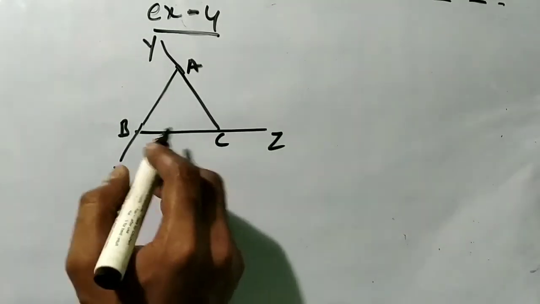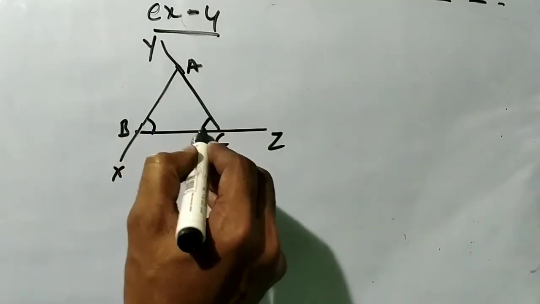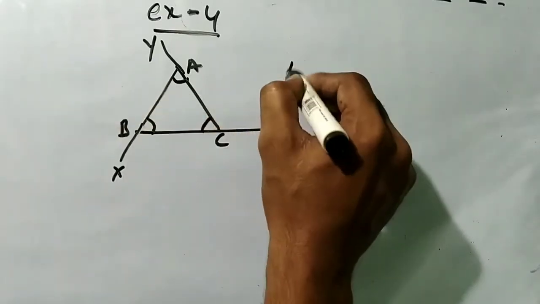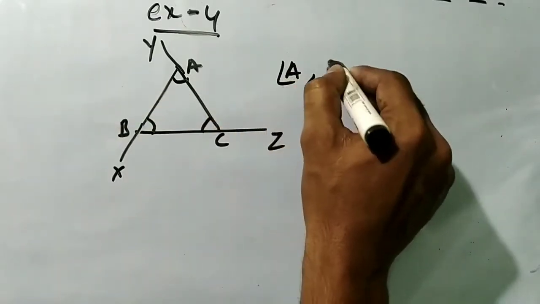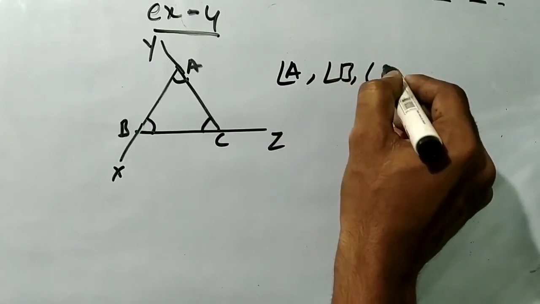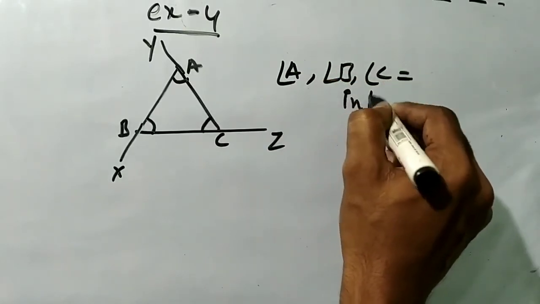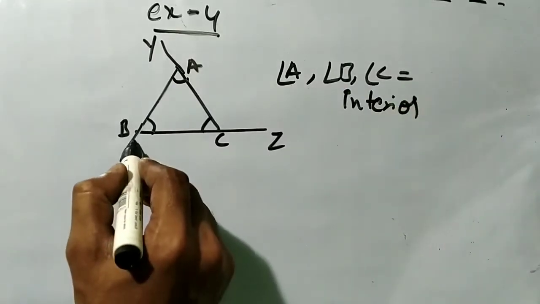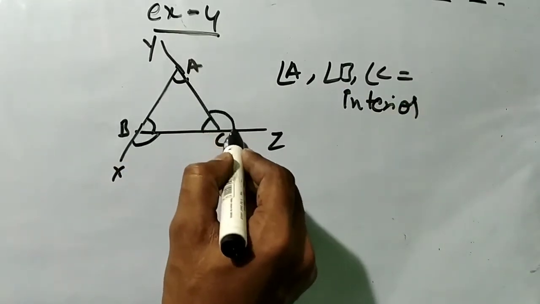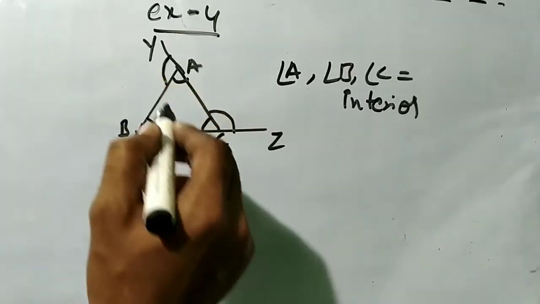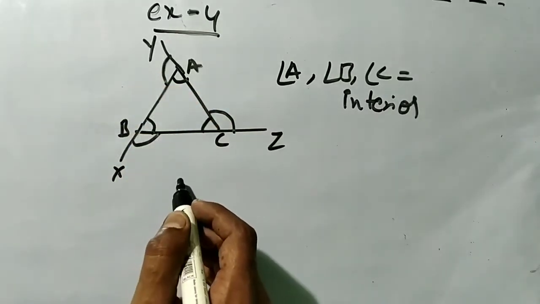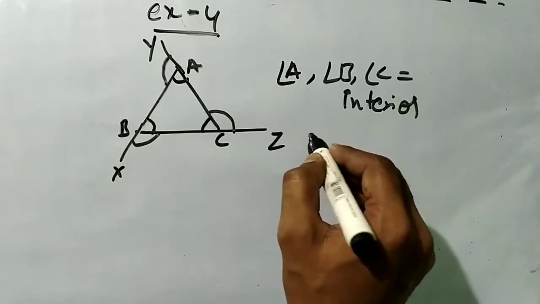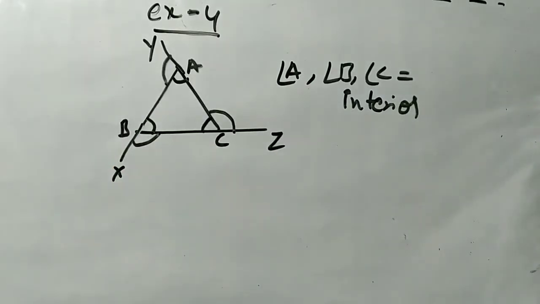So here these are the interior angles: angle A, angle B, angle C are the interior angles. And the angles here X, here Z, and here Y are the exterior angles. These are the exterior angles, and these are the interior angles.